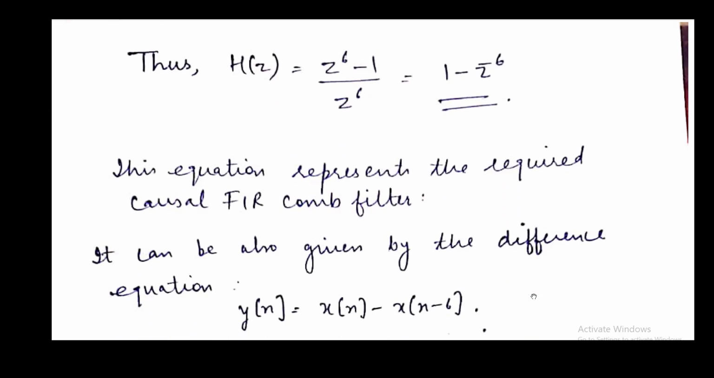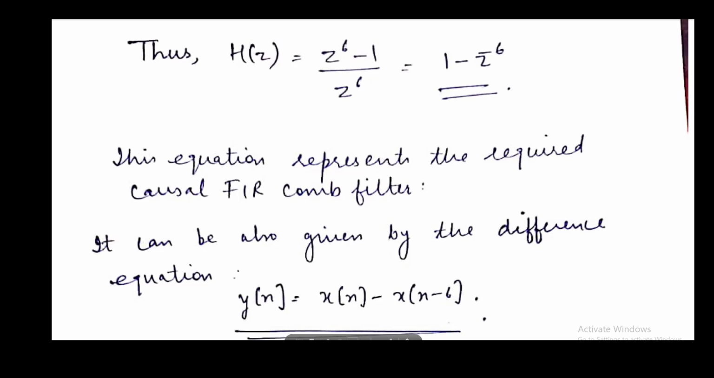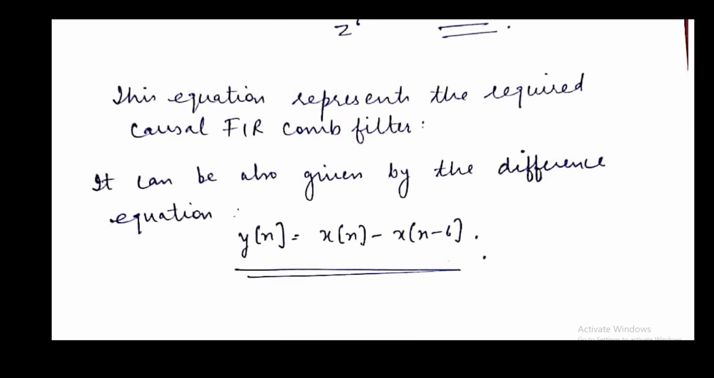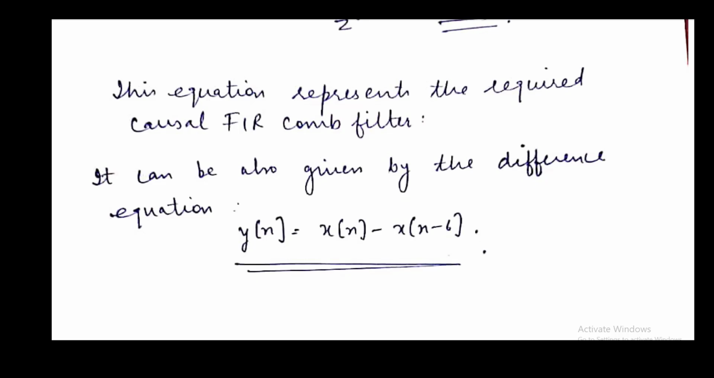It can also be given by the difference equation. We can write again for y(n), because if you write h(n), what will be h(n)? It will be delta(n) minus delta(n minus 6). So if I want to calculate y(n), again I have to substitute delta by x, so h will be replaced by y, and we'll get the equation y(n) equals x(n) minus x(n minus 6). So this is the required causal FIR comb filter, which is used to remove the fundamental frequency as well as the harmonics of that fundamental frequency.